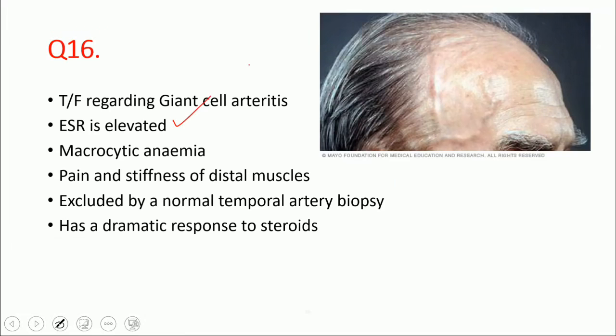ESR is elevated is true. So the common story is you get a very unilateral temporal headache with a high ESR. That is a typical story, right?